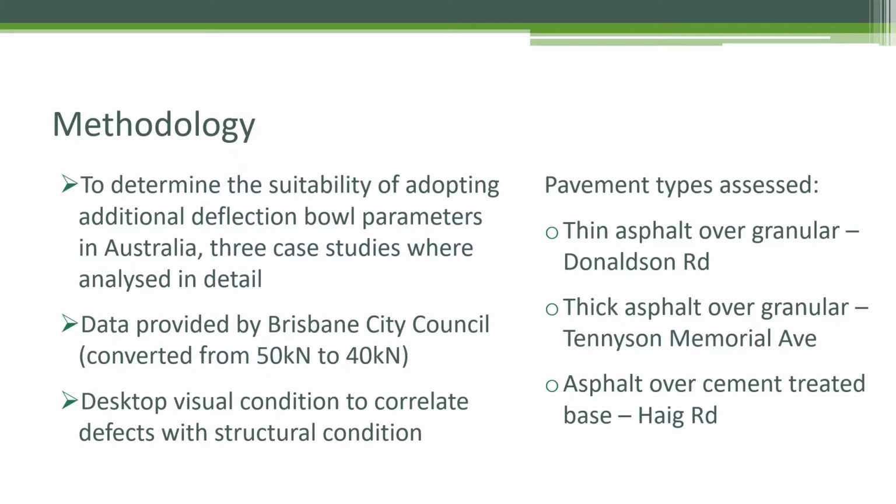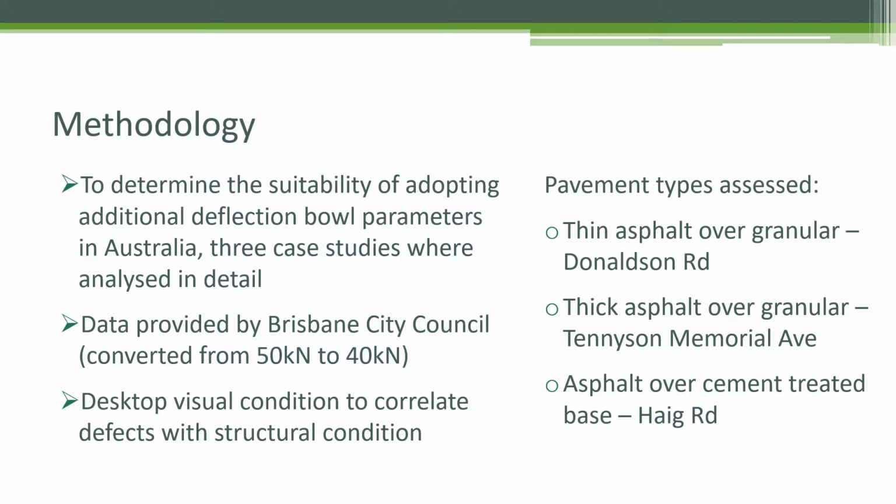In order to determine the suitability of adopting additional deflection bulb parameters in Australia, 3 case studies were analysed in detail in the thesis. For this presentation, we will focus on one case, Donaldson Road in Rocklea. The data used in the research was provided by Brisbane City Council and converted from 50 kilonewtons to 40 kilonewtons. A desktop visual condition assessment was carried out to correlate visual defects with the assessed structural condition. For each of the 3 case studies, the difference in the condition assessed between the Australian parameters and the international parameters has been compared, including a discussion on how the rehabilitation strategies differ.